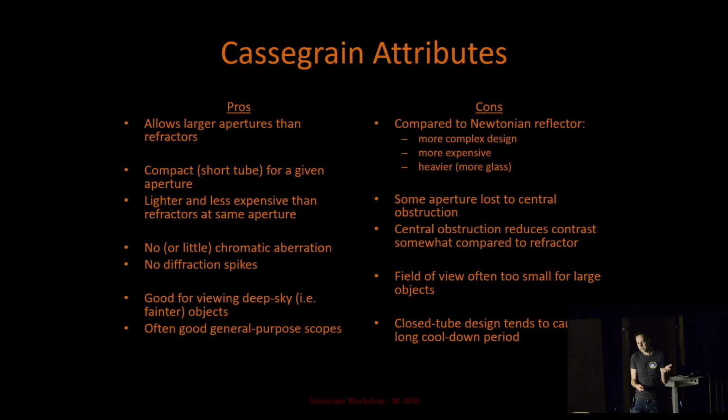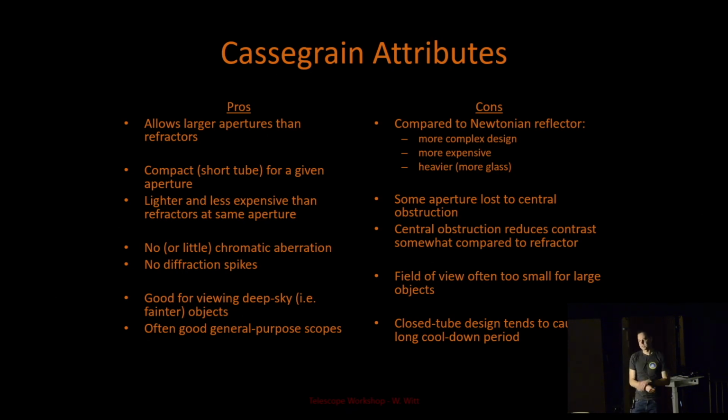Cassegrains allow for larger apertures than refractors, along with other reflectors. The Cassegrains are short, as we talked about, because the light bounces more throughout it, so you can make the total tube shorter. They're lighter and less expensive than refractors for the same aperture. Again, an 8-inch refractor is going to be hard to carry. No chromatic aberration, no diffraction spikes, good for viewing deep sky objects, good for general purpose scopes.